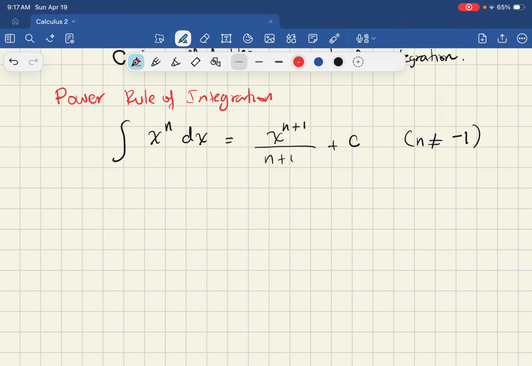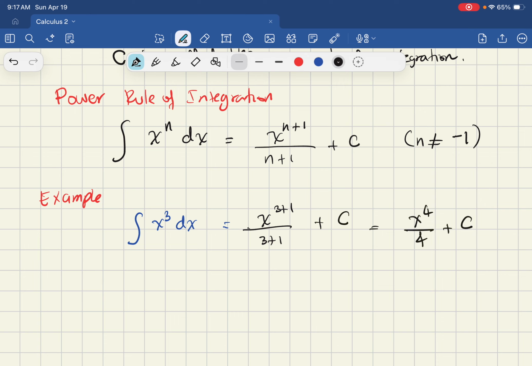Now let's do a quick example on how you apply this. Let's do the integral of x to the third dx. If we apply the rule, we have x to the 3 plus 1 over 3 plus 1, plus C. This gives us x to the 4th over 4 plus C. So n is equal to 3, so I added 1 to get 4 and divided by 4.